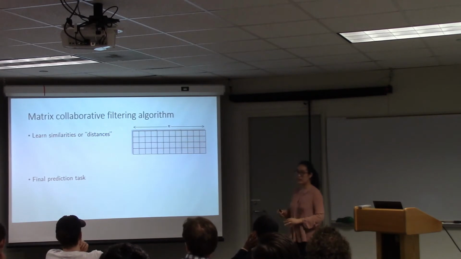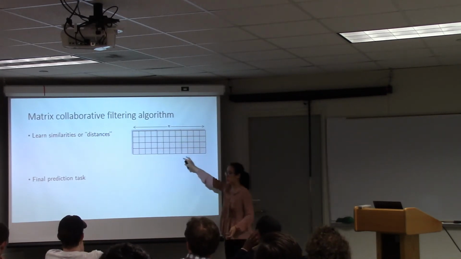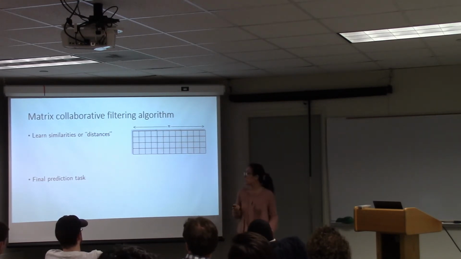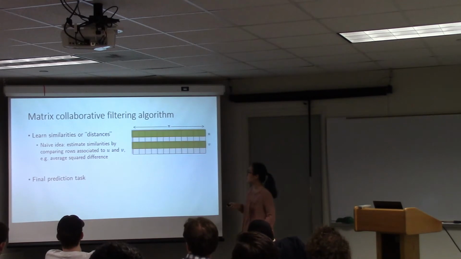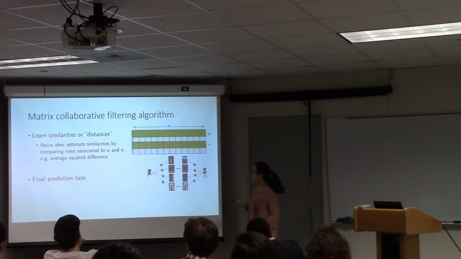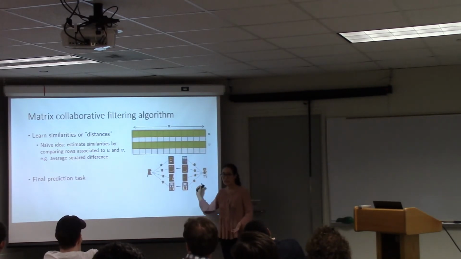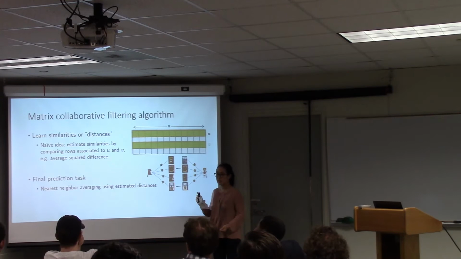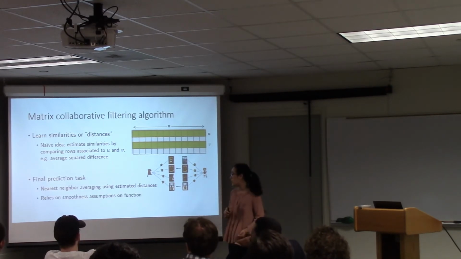So as a summary, the algorithm, say for matrices, is two parts. First, we learn the similarities or distances, and then second, we use these similarities to do a final prediction. So the naive idea was to estimate by comparing rows, and you can picture it as comparing the one-hot neighborhoods of two vertices in the graph. Given these estimates, we can do nearest neighbor averaging to get a final prediction, and that relies on some smoothness assumptions on the function.